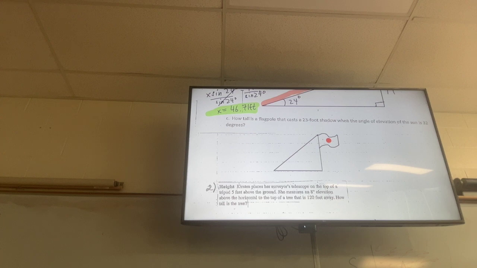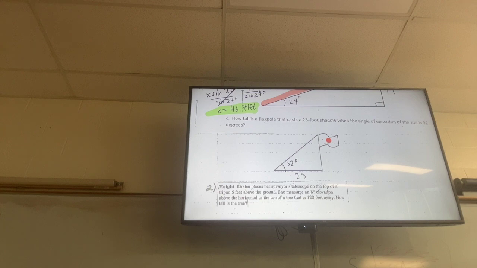23-foot shadow. Where do I put the 23? The bottom. The angle of elevation of the sun is just always on the bottom. I actually don't know what the angle of elevation of the sun is. Why would it not be at the top? Wouldn't the sun be casting it this way?